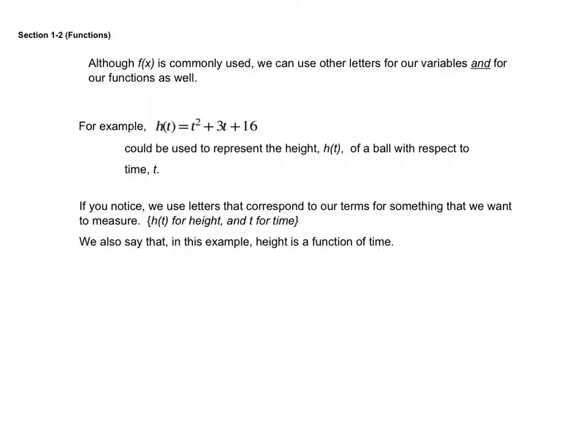Although f of x is commonly used, we can use other letters for our variables and for our functions as well. For example, h of t equals t squared plus 3t plus 16. That can be used to represent the height of a ball with respect to time. I choose h of t because h is a good letter to use to show height, and I use t because t is a good letter to use to represent time. Okay? We can also say in this example that height is a function of time.